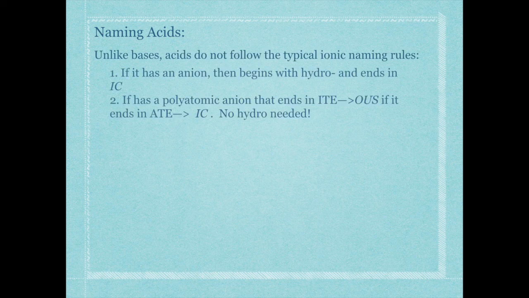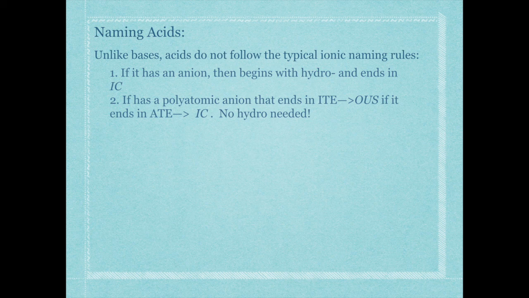So if you have just an anion, for example, HCl or HI or HBr, your acid is going to start with hydro and it's going to end in ic. For example, if you have HCl, that's hydrochloric acid. If you have HBr, it's going to be hydrobromic acid. If you have HI, it's going to be hydroiodic acid. Okay, so that's only if you have an anion.